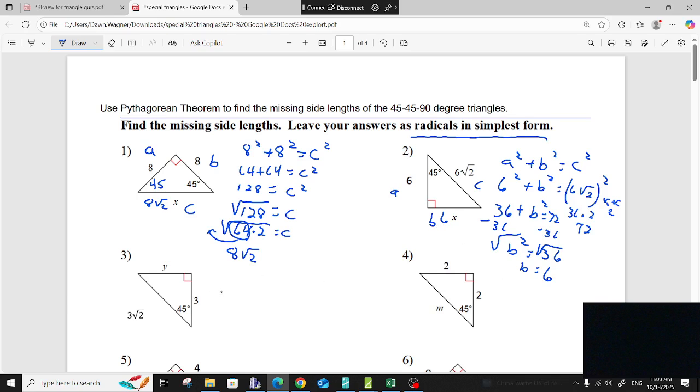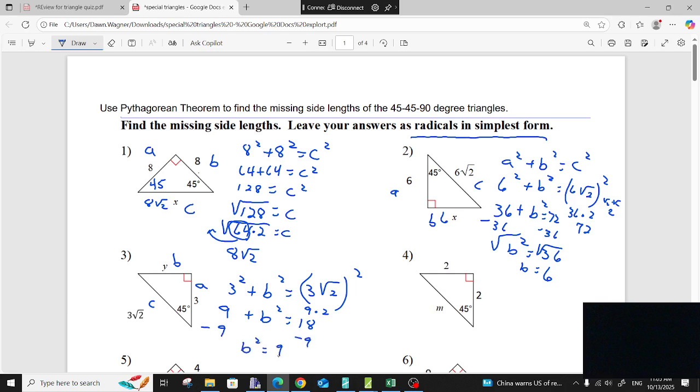Let's try this one. So this would be a, this would be b, this would be c, correct? So you would have 3 squared plus b squared equals 3 square root 2 squared. This would be 9 plus b squared equals 3 times 3 is 9 times 2 is 18. So then when I subtract 9 on both sides, I get b squared equals 9. And I'm going to take the square root. So b is equal to what? 3.